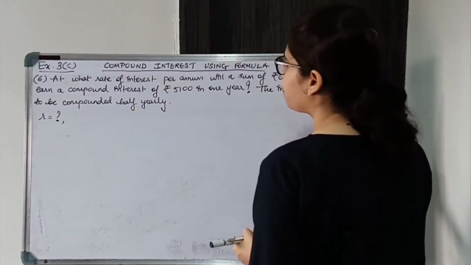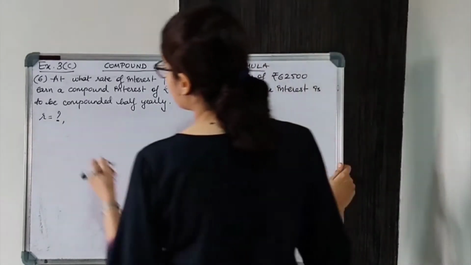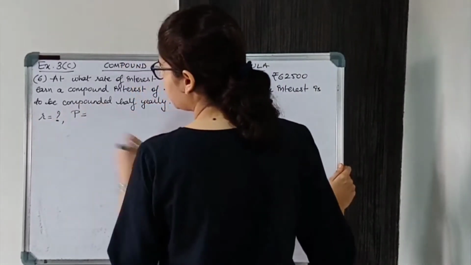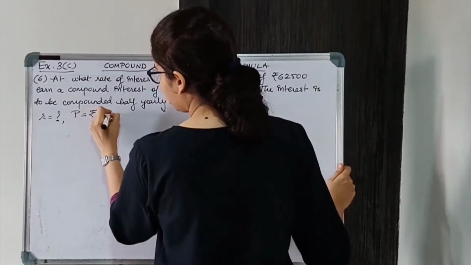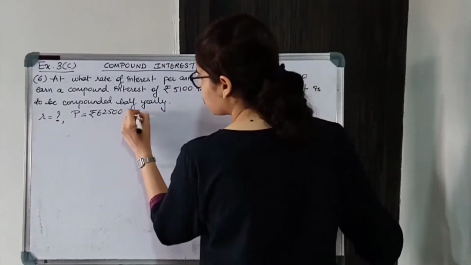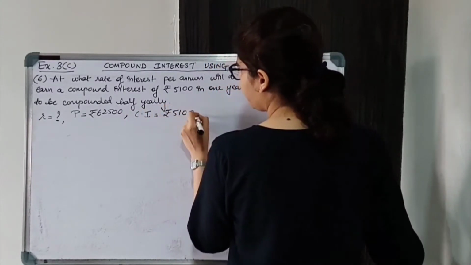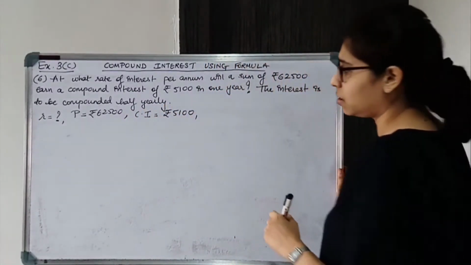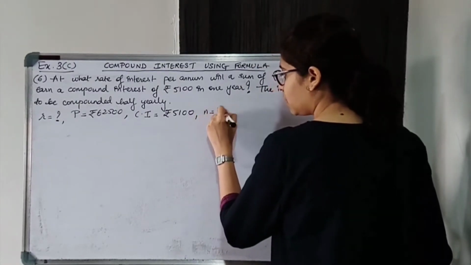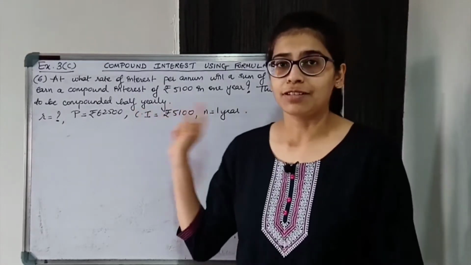We have to find. At what rate of interest per annum will a sum of rupees 62,500? Sum means principal. So it is 62500. Earn a compound interest of rupees 5,100. So CI is 5,100 in 1 year. So N is 1 year. The interest is compounded half yearly.